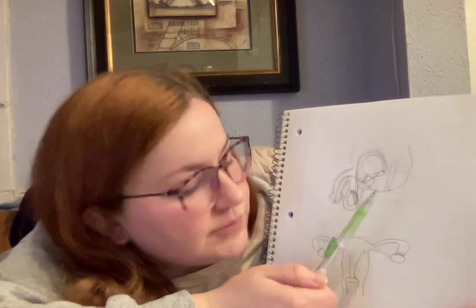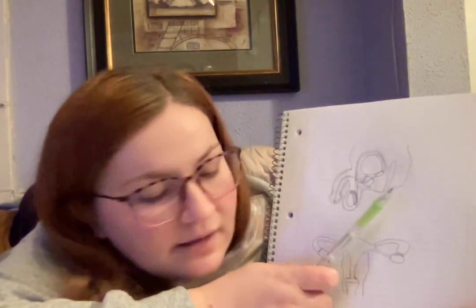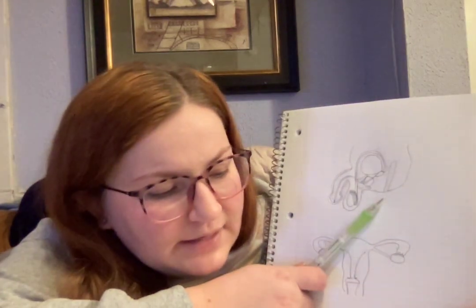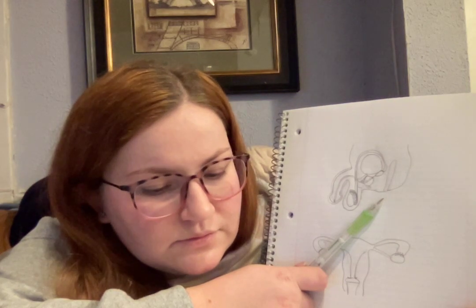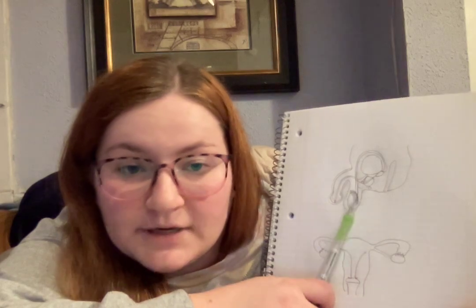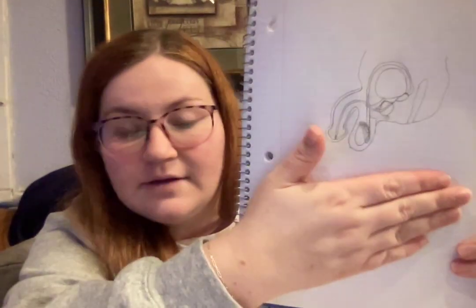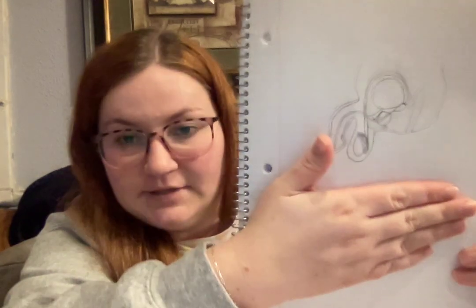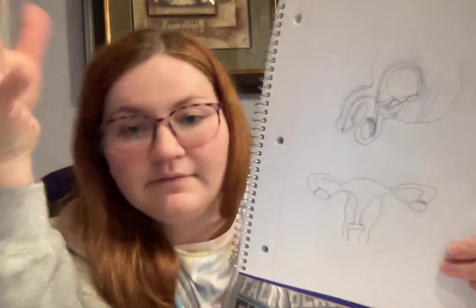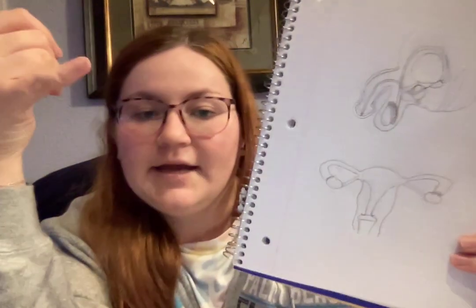I feel like I'm missing something. With the rectum, obviously we have the anus. And that is it on the male reproductive part. So on the females, I drew this just reproductive, nothing else.